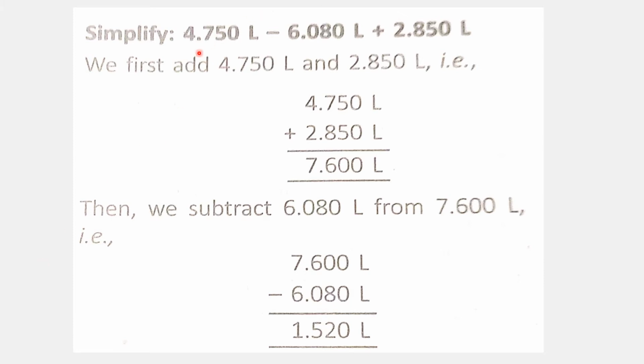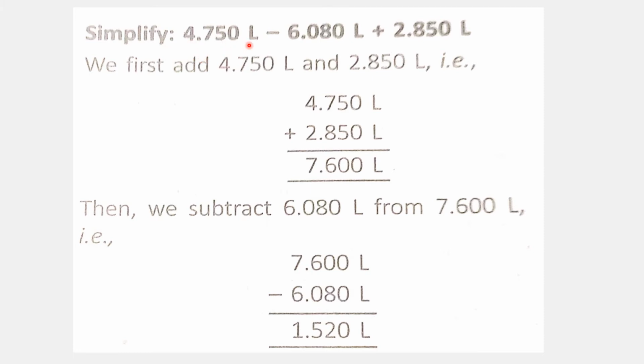Now let us see how to simplify this question. The question is 4.750 liter minus 6.080 liter plus 2.850 liter. So now this expression you can see has subtraction and addition both. In such a case, first we add. So this number is in addition, no sign here.